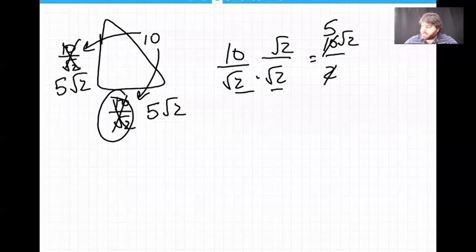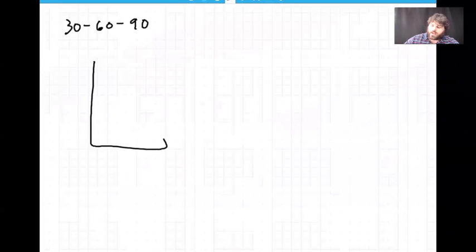All right, sorry about that. Now we're moving on to our 30, 60, 90. So 30, 60, 90. That is if we have a 30-degree angle, that's the smaller angle with the opposite smaller side. The 60-degree angle, the medium with the medium opposite side, and of course our 90 with our longest side here.